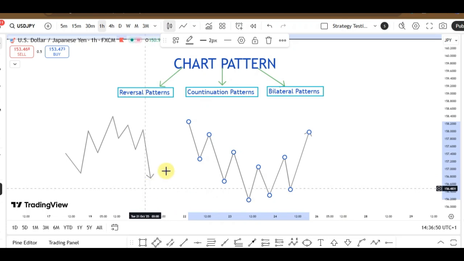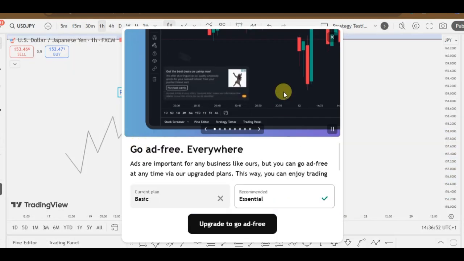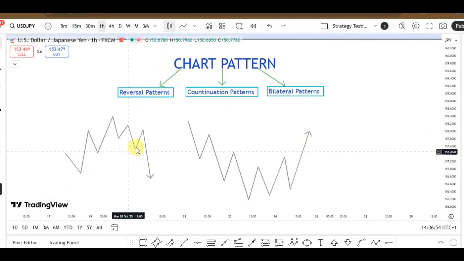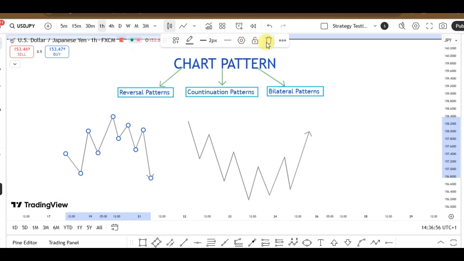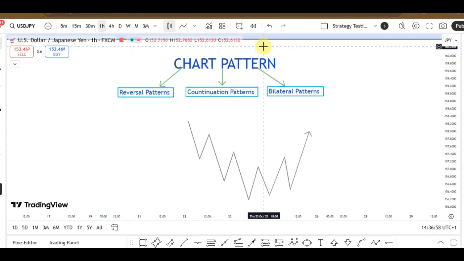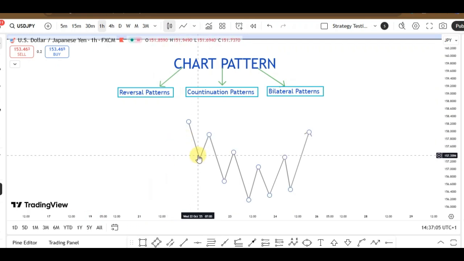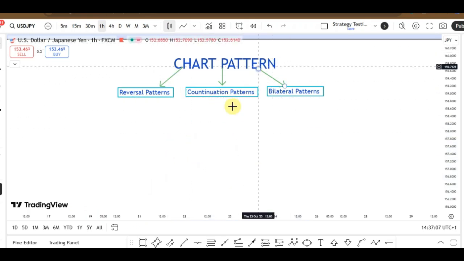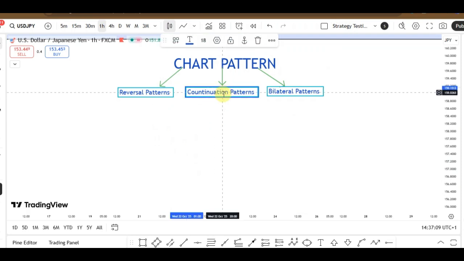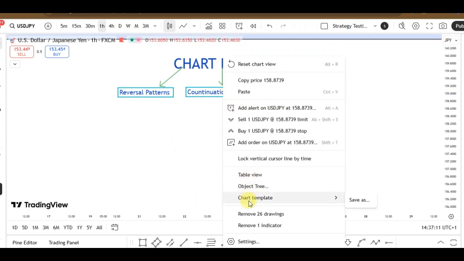The reversal patterns are chart patterns like the head and shoulder pattern, the inverse head and shoulder pattern. We also have the double top, the double bottom, the rising wedge or the falling wedge for reversal chart patterns. All right. But today we're going to be talking about the continuation chart patterns. That is what we're going to be talking about today.